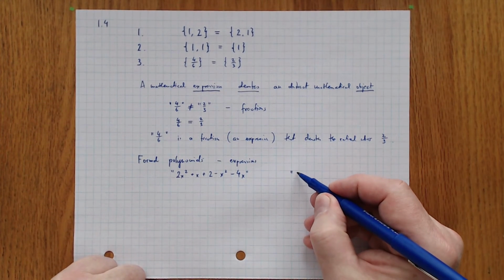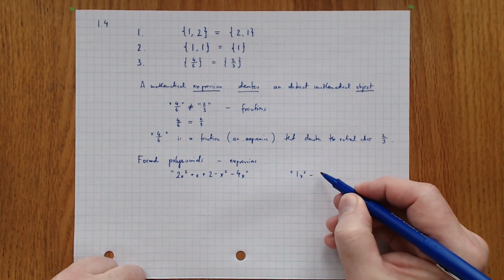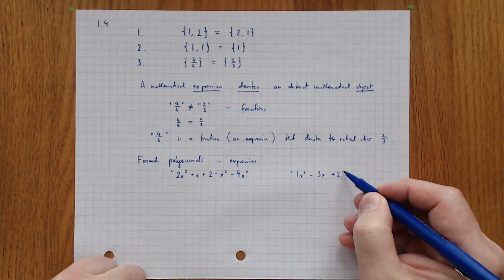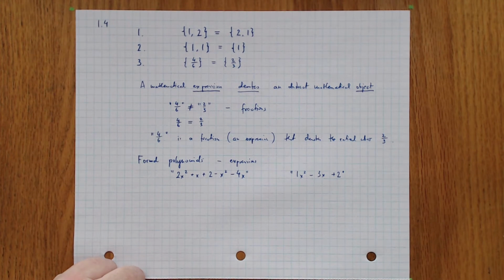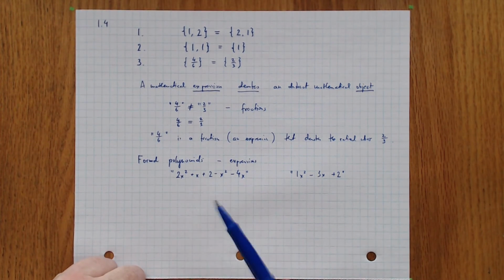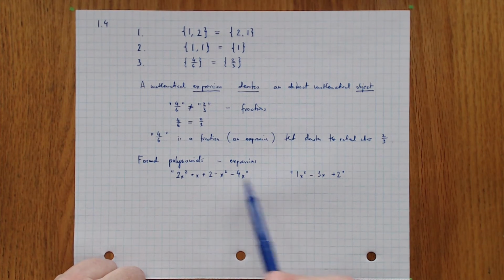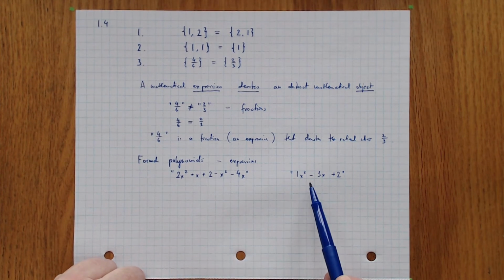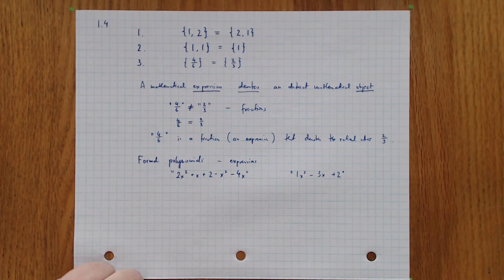Also, 1x squared minus 3x plus 2 is a formal polynomial. The two expressions are obviously different. They look different, they are of different length, they have different symbols in them. But it turns out that in this case, they both denote the same polynomial function. If you rearrange the terms and simplify, you will see that you come up with the same polynomial function.